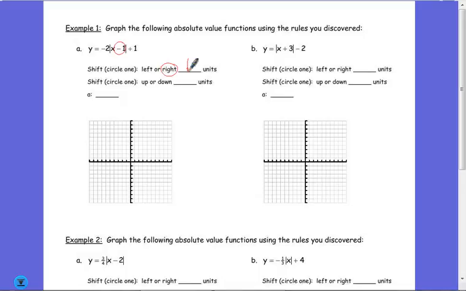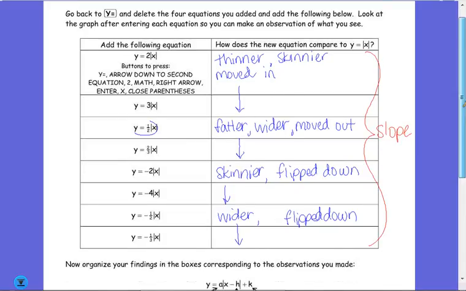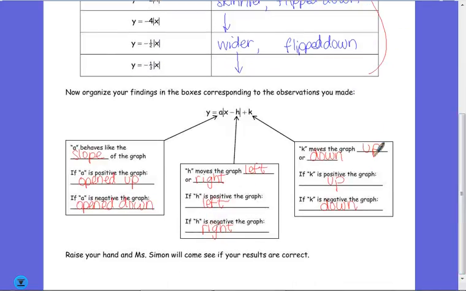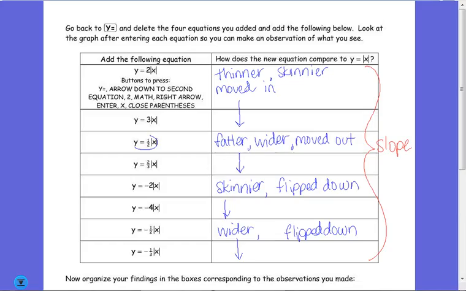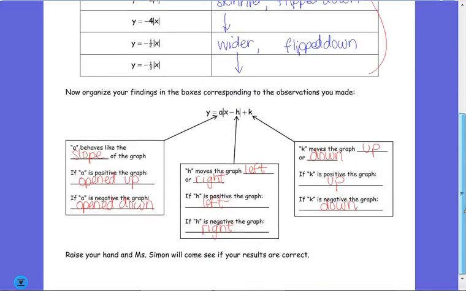Okay, so now we need to know which number moved it up or down. Well, let's refer back once. Up and down was the number at the end. Positive went up, negative went down. So this is positive 1, which means it goes up 1 unit. Well, the other thing was A. Now, where was A again? A was here in the front.